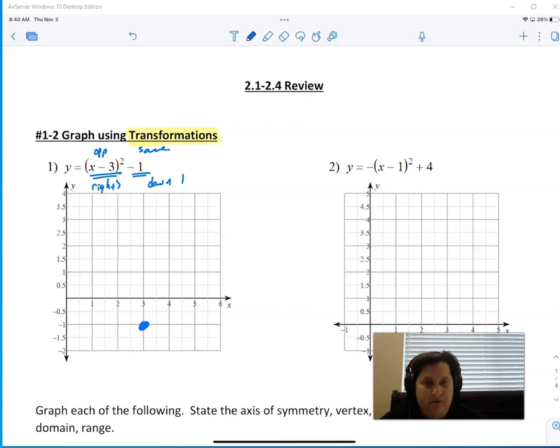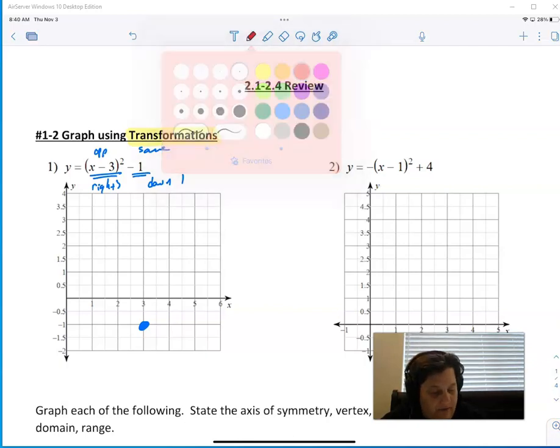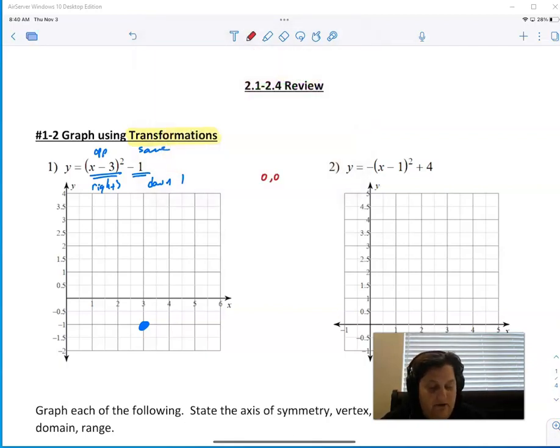Now, with transformations, what I want you guys to do is to remember how we would go with the regular graph of x squared: 0, 0, 1, 1, 2, 4. 1 squared is 1, 2 squared is 4, and same thing on the other side, 1, 1, 2, 4, and then that's all you're going to be doing for transformations.